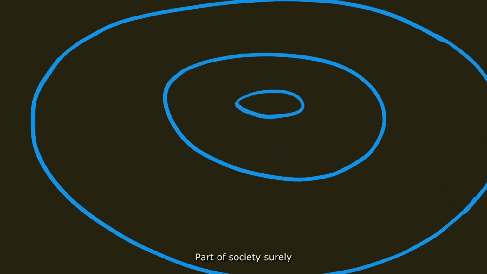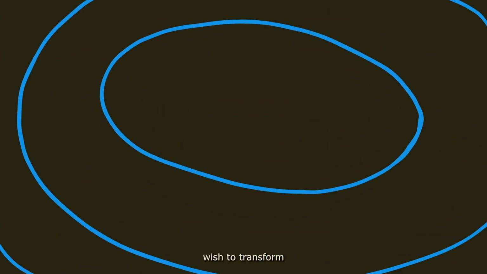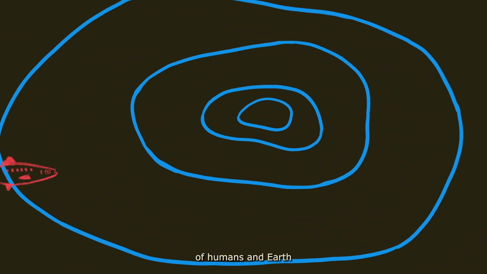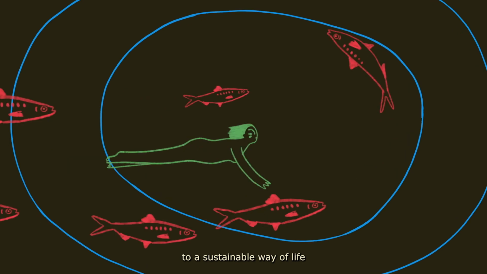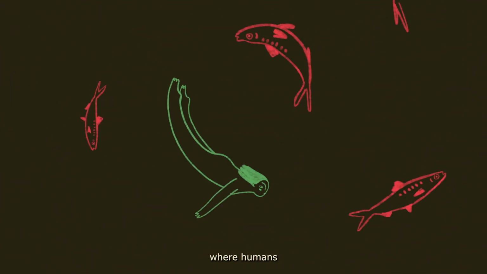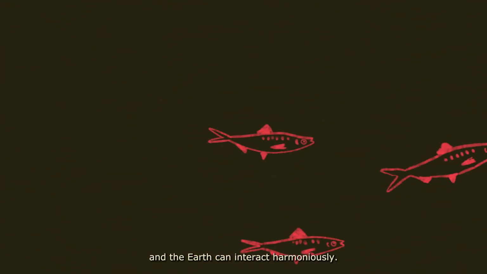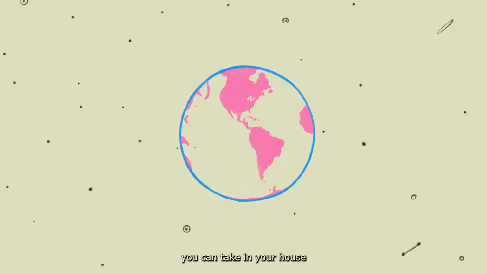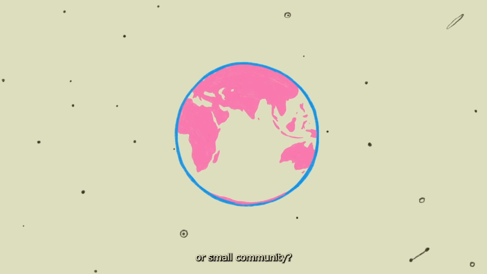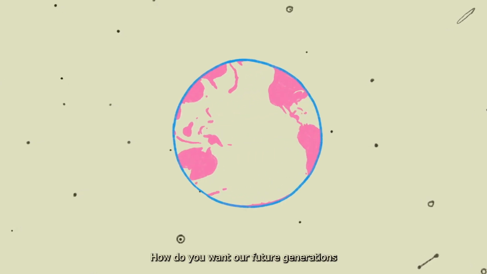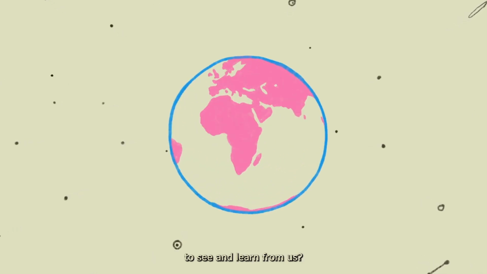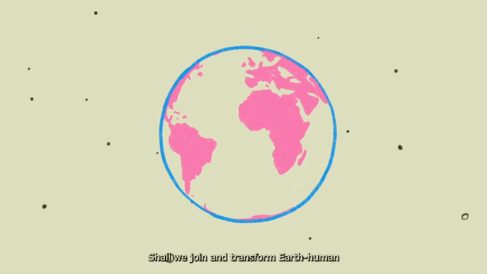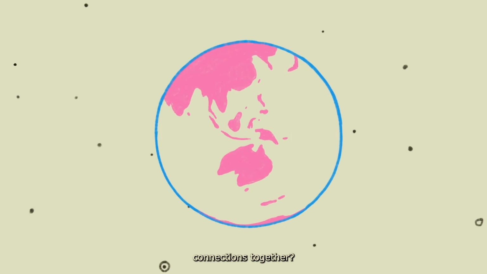Part of society surely has an infinite wish to transform these destructive interactions of humans and Earth to a sustainable way of life, where humans and the Earth can interact harmoniously. Have you thought about which small step you can take in your house or small community? How do you want our future generations to see and learn from us? Shall we join and transform Earth-human connections together?